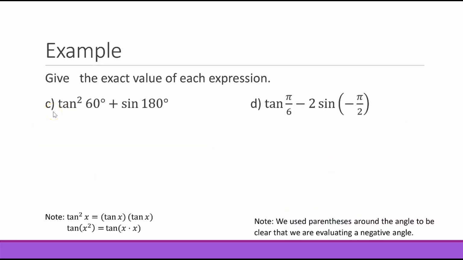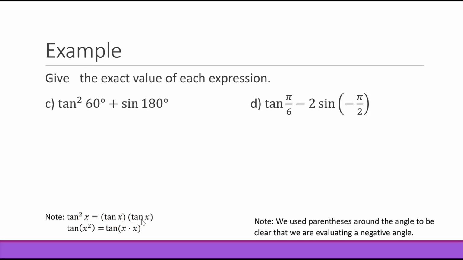Now let's move on to part C. Here we're asked to evaluate, again, or simplify tangent squared of 60 degrees plus sine of 180 degrees. Again, we have to do each one separately, and this is a little bit new. So tangent squared of 60 degrees, there's a note down here at the bottom. So tangent squared x is equivalent to tangent x times tangent x.